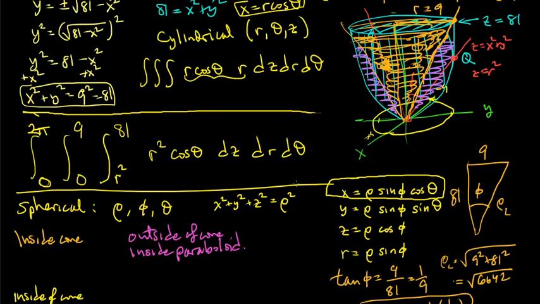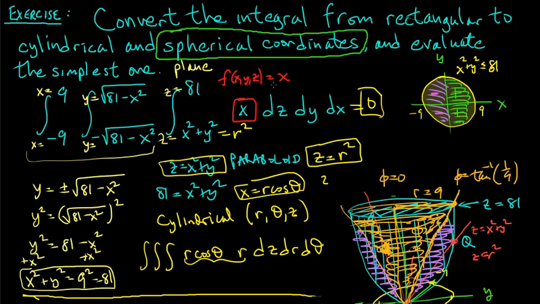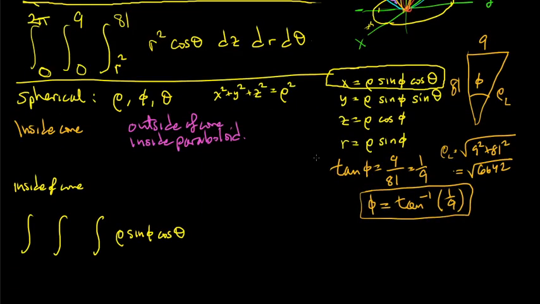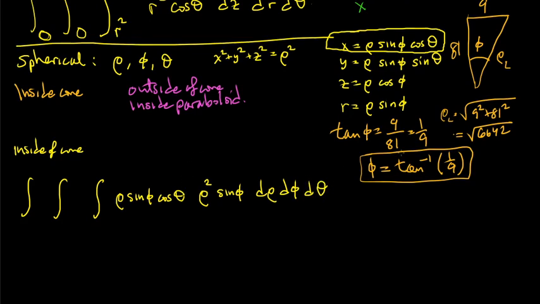Okay, and then dV, the dz dy dx, in spherical coordinates is rho squared sine phi, and then you get d rho, d phi, d theta, in that order. All right, so what are the bounds here? What are the limits of integration? So let's start with rho.